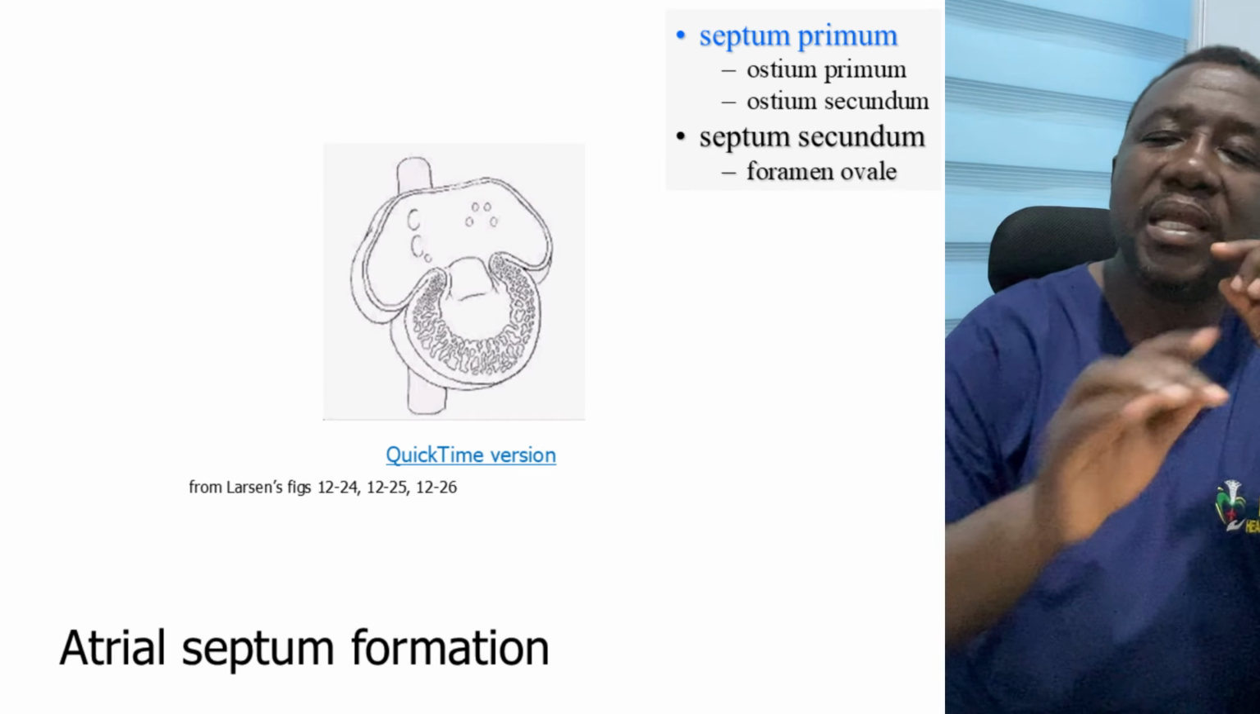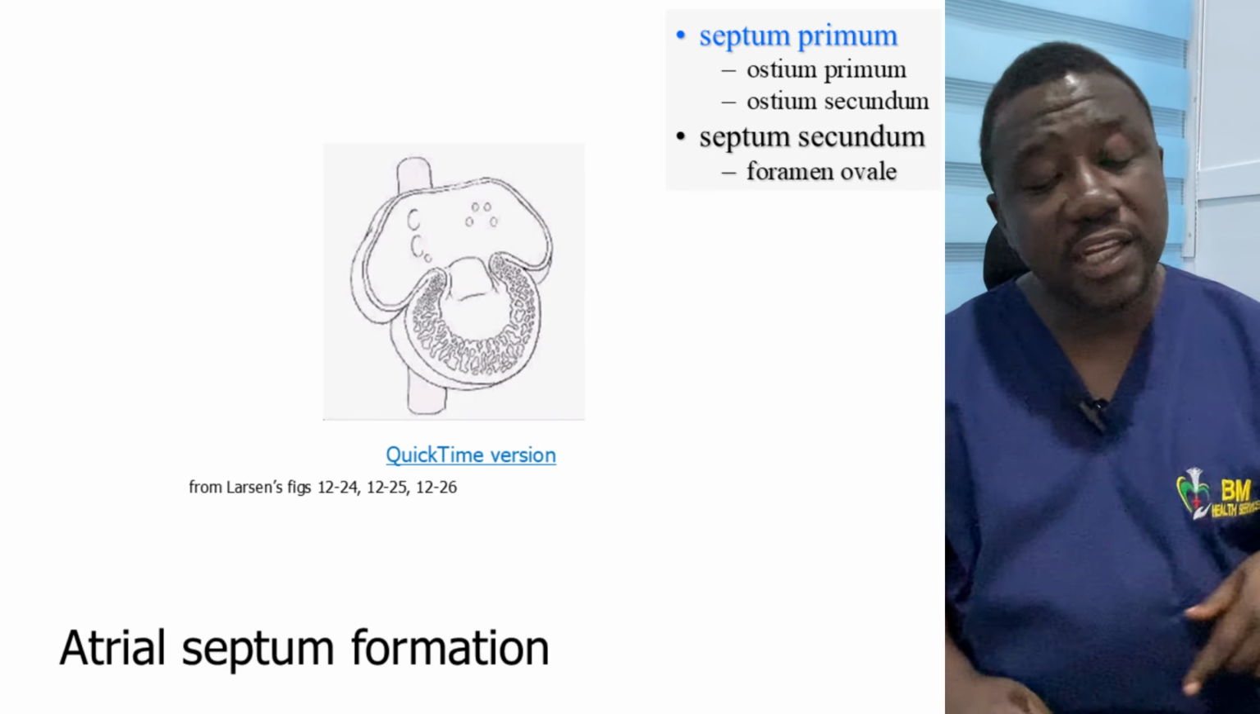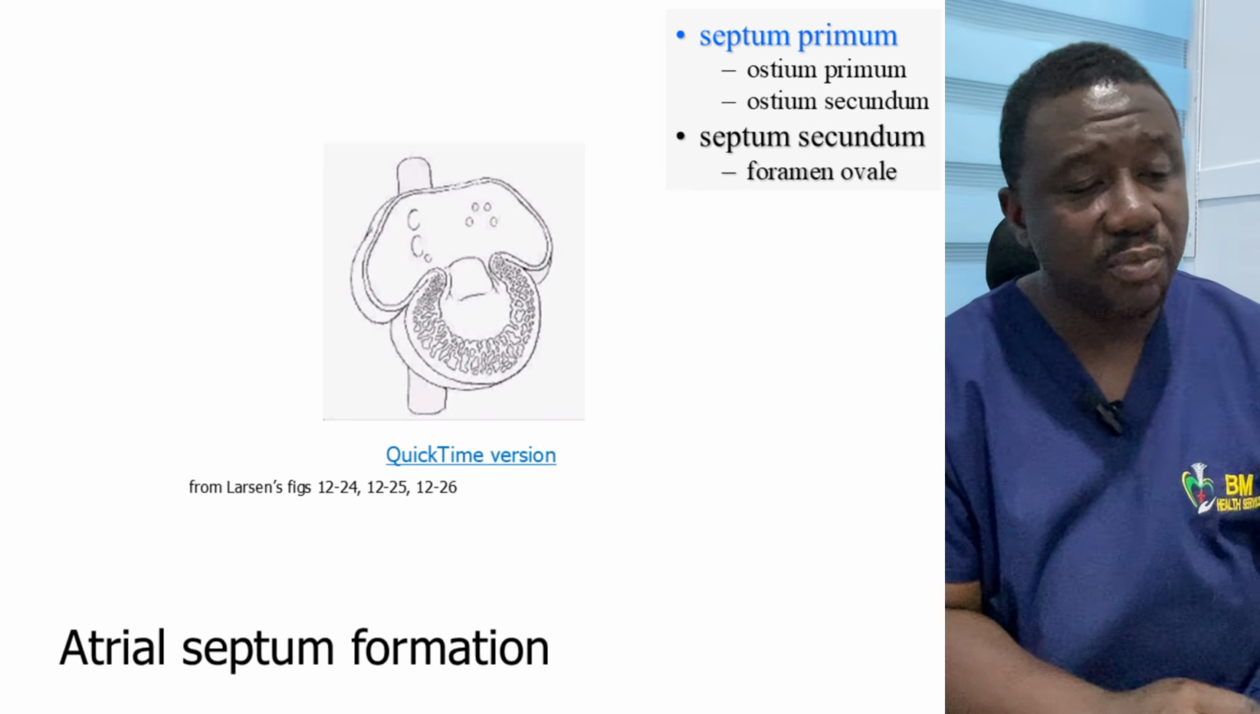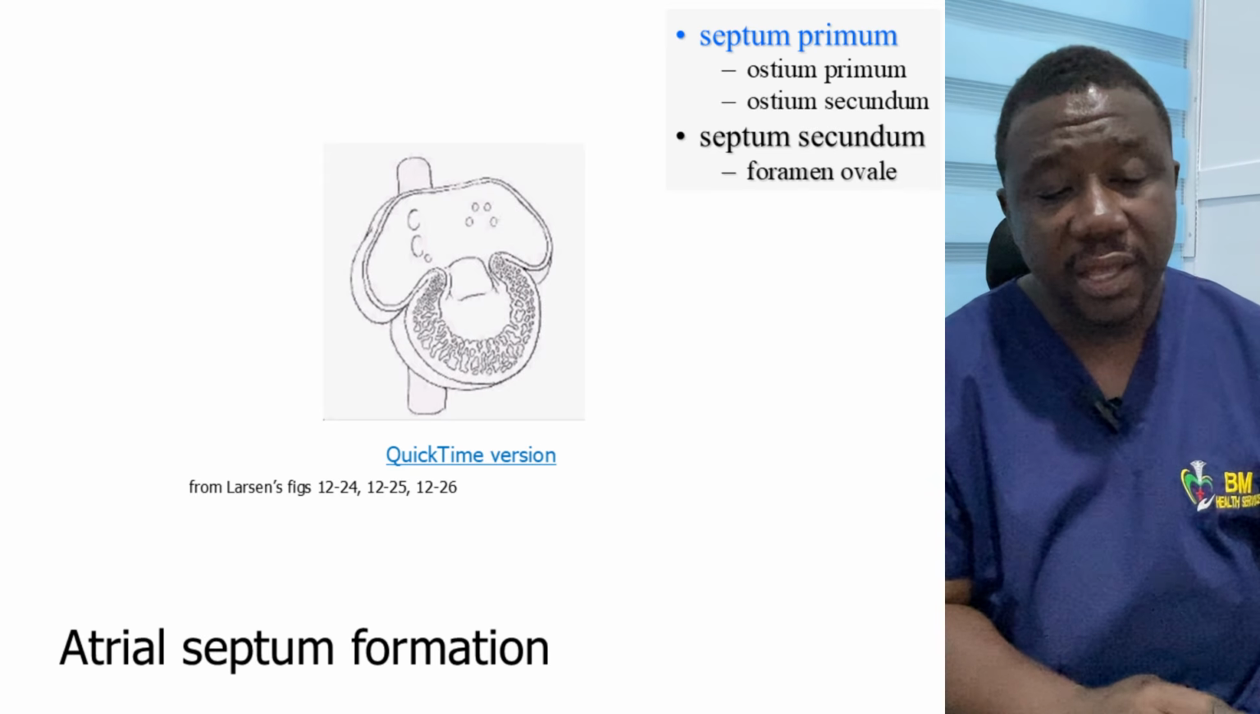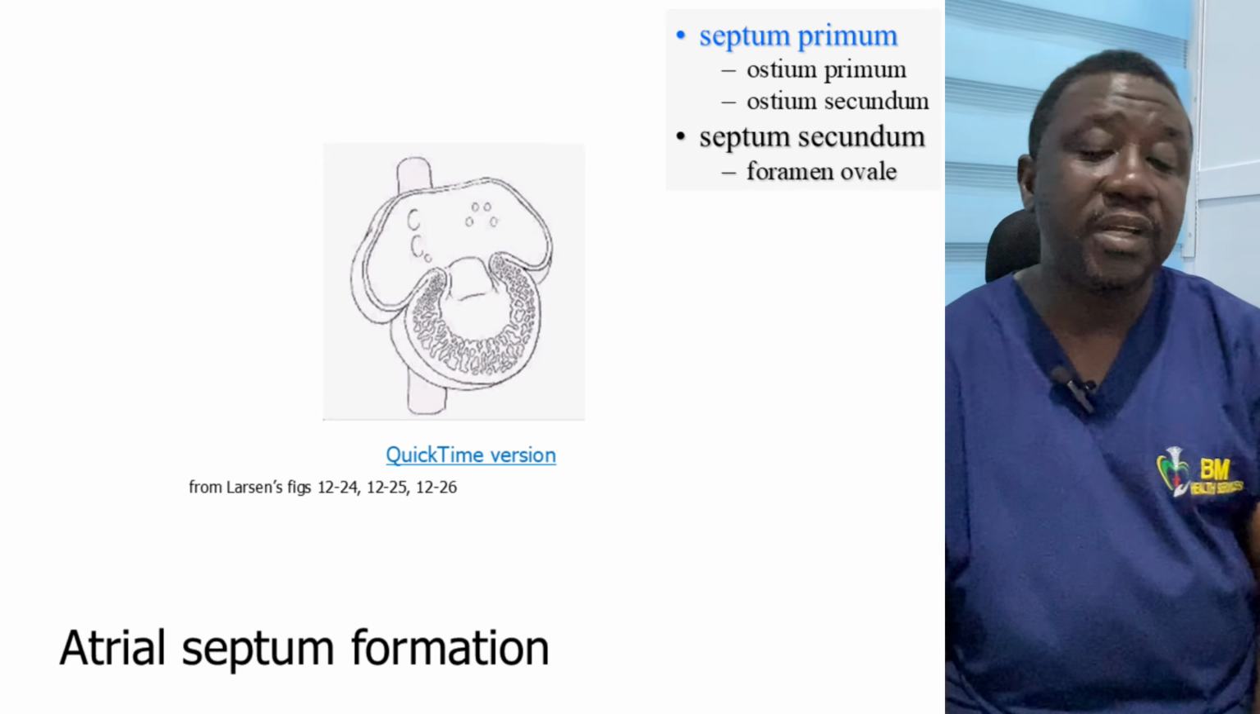So it leaves a pathway, a communication. If you look on the screen, you can see 1, the blue color, 2, blue and green, and 3, the pathway, the foramen ovale, is formed.